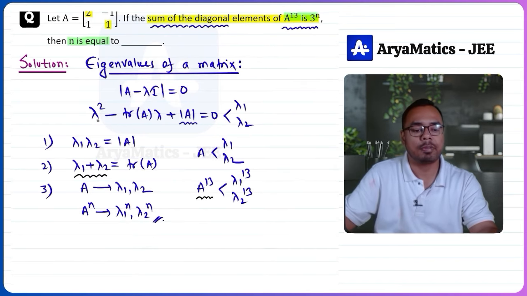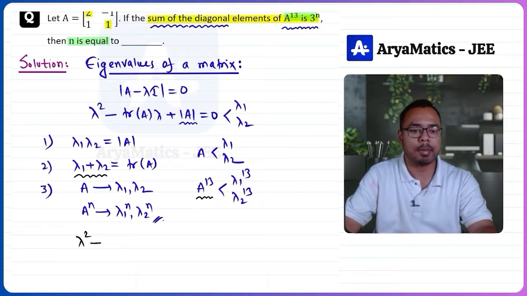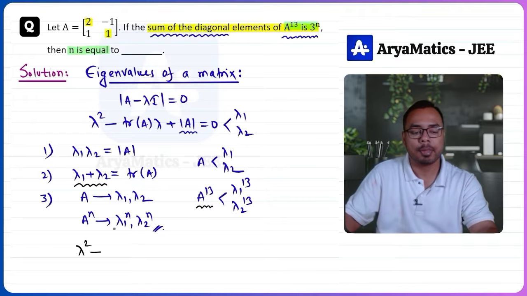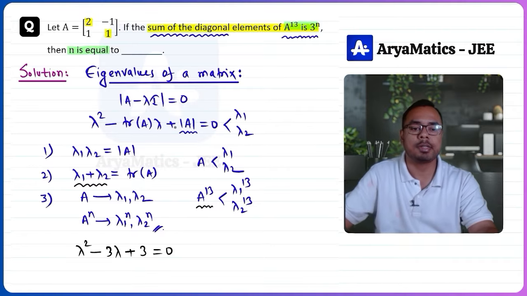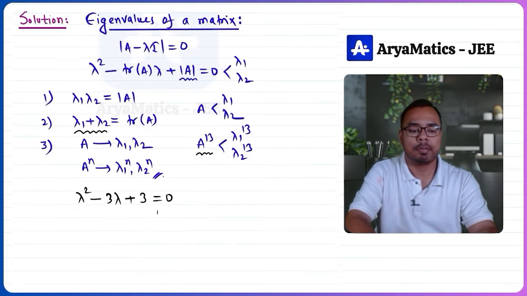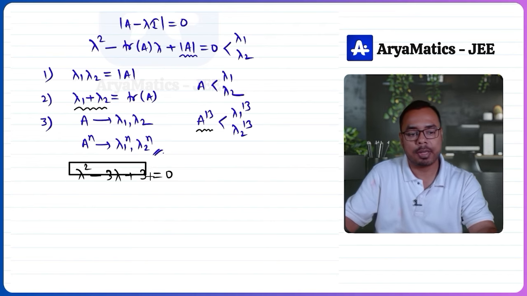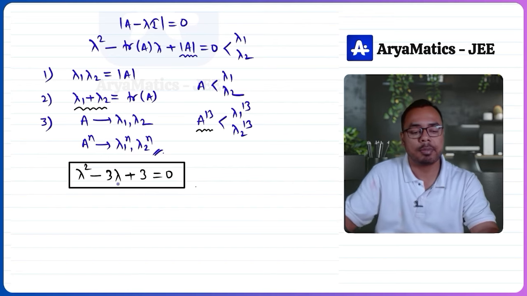So here, to find the eigenvalues of matrix A, it will be lambda square minus trace of matrix A. For matrix A, trace means the sum of the diagonal elements. So that will be 2 plus 1, 3. So lambda square minus 3 lambda plus determinant, which is also 3. This is the characteristic equation for matrix A. Using that standard formula, it is lambda square minus 3 lambda plus 3 equals 0. Now let us try to find the roots of this equation. Clearly you can see that for this equation, the discriminant is negative. So therefore we'll get imaginary roots.